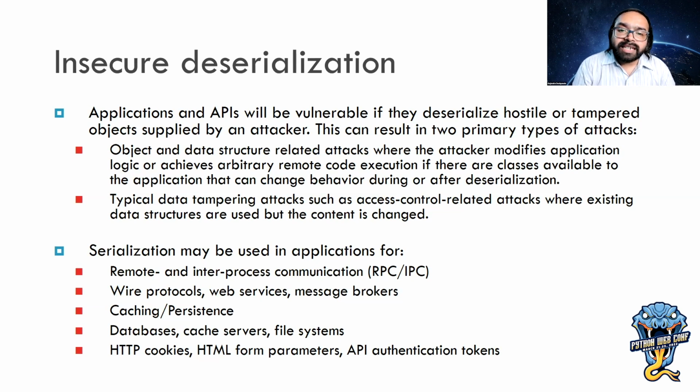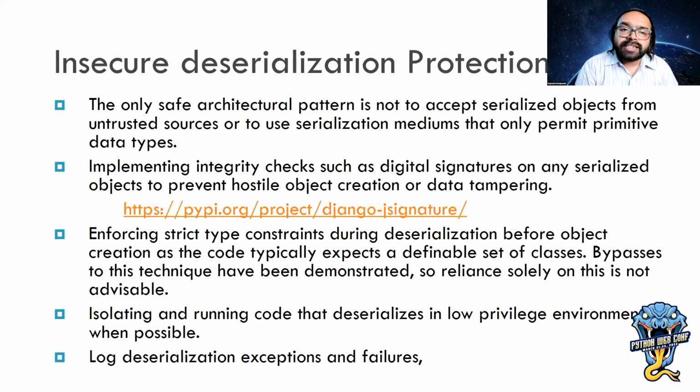Then there are typical data tampering attacks, such as access control related attacks, where existing data structures are used but the content is changed. Serialization may be used in applications for remote and interprocess communication, wire protocols, web services, caching, or for persistence databases, cache servers, HTTP cookies, HTML form parameters, and so on. Now, to protect against insecure deserialization, the only safe architectural pattern is not to accept serialized objects from untrusted sources. If it is from trusted sources, you can accept.